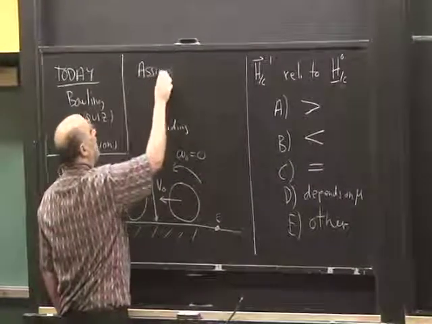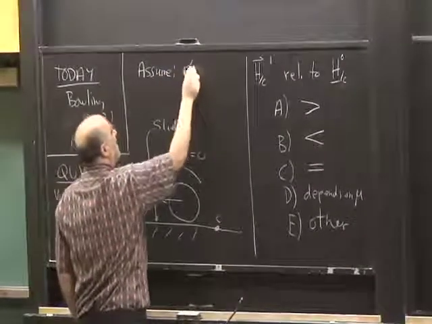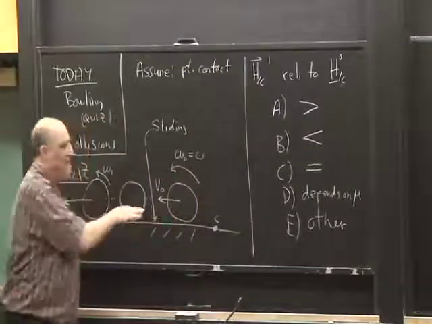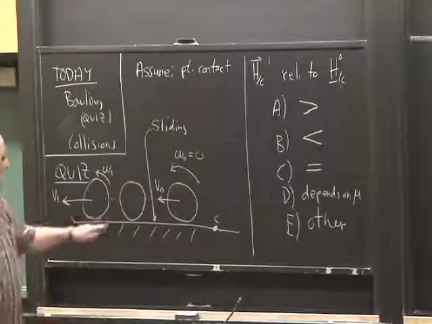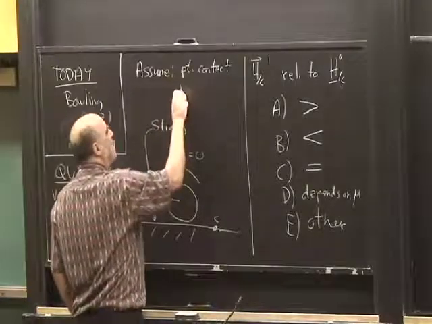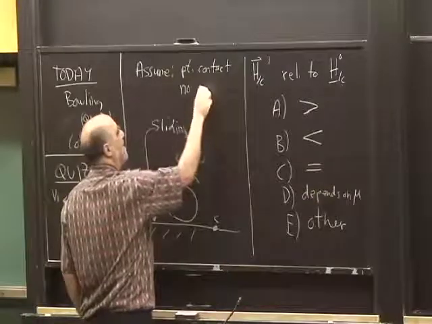To make this problem well posed, let's assume point contact. So what we're assuming is that it's an infinitely rigid ball in an infinitely rigid bowling alley, and they only touch at a point here. And let's assume no air friction, or let's neglect air friction.